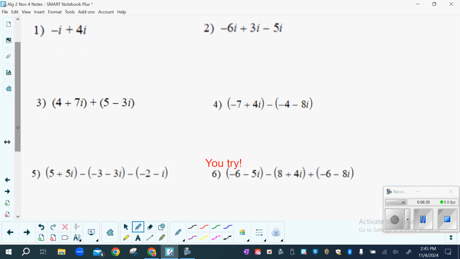So what we're going to do when we add them, we're going to add just like we would if we were adding expressions. So same thing as if this were negative x plus 4x. We just add those coefficients, the numbers in the front. So that negative 1 plus 4 adds to 3. So it's going to be 3i. You just add the coefficients. Just like if there's an x there, it's the same. You do the same thing. So what would number 2 equal?